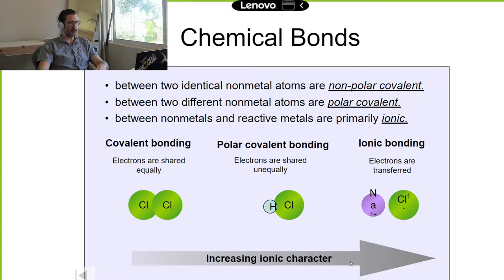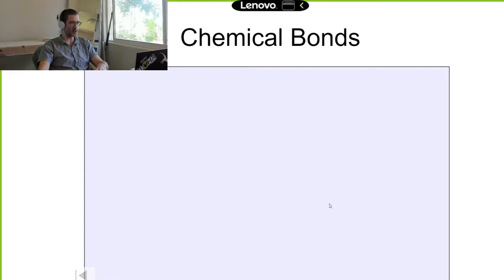These increase in ionic character, and they tend to be more soluble, although we've seen cases in which the ionic bonds aren't able to be broken by the water solvation energy.